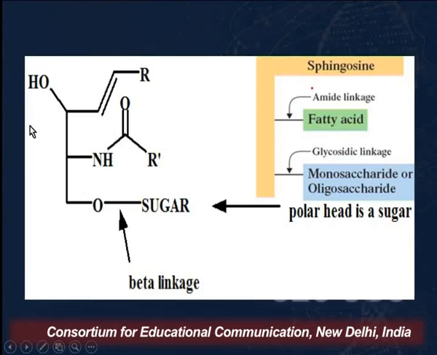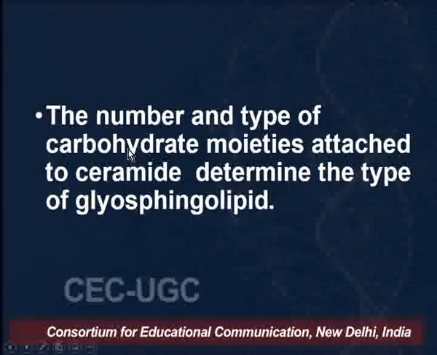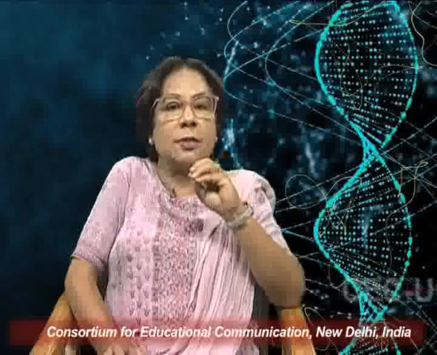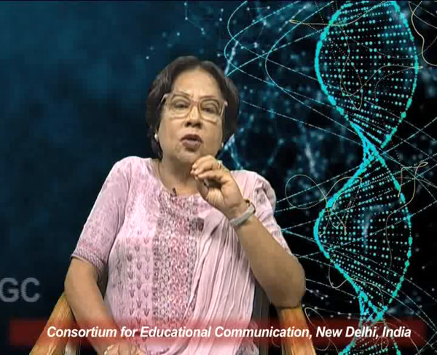And please remember, this is the hydrophobic part of the molecule. This is the polar part and the hydrophilic part. And here now we have a sugar head. This sugar head is going to be polar, and what we'll get here is a beta linkage. I'm sure you'll remember the alpha and the beta linkages, which I have discussed in my previous lectures on carbohydrates. So the number and type of carbohydrate moieties which will be attached to ceramide will determine the glycosphingolipid.